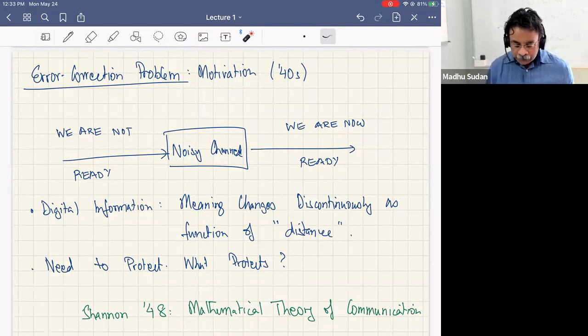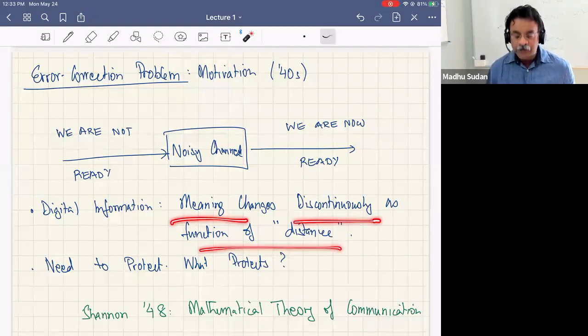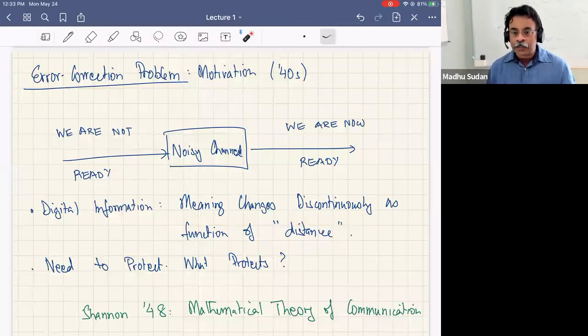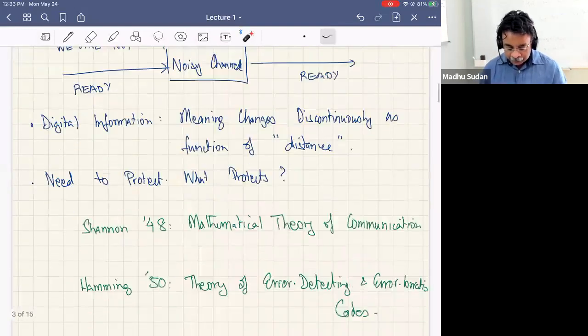So the meaning changes discontinuously as a function of the distance. The number of errors is tiny, but the meaning of the message has changed. So we cannot afford these changes in digital information. So we need to correct them. How shall we correct them?